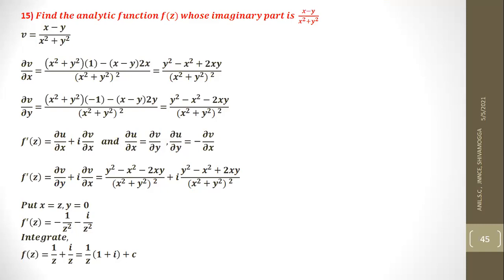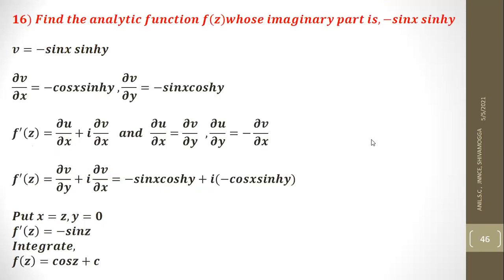So it's over, we can move to the next problem. Find the analytic function f of z whose imaginary part is minus sin x into sine hyperbolic y. This is a very simple problem. Find the analytic function f of z whose imaginary part, means v, is equal to minus sin x into sine hyperbolic y.